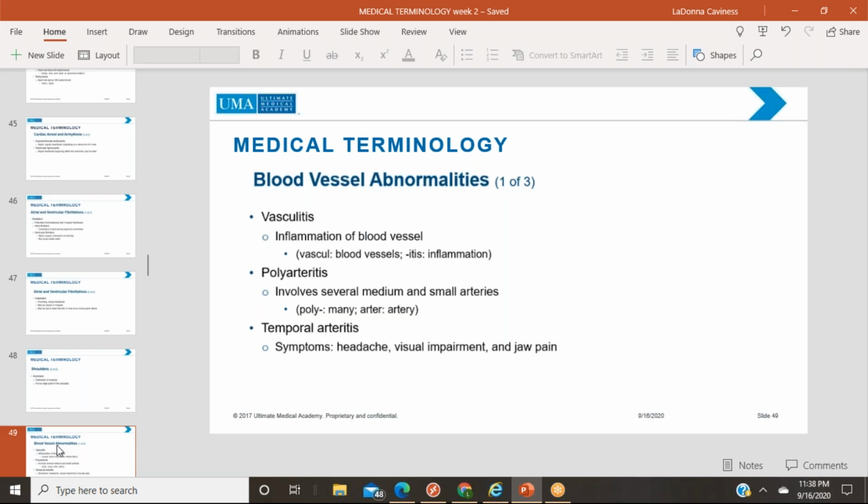Blood vessel abnormalities. Vasculitis is inflammation of the blood vessels. Vascular refers to blood vessels, and itis refers to inflammation. Polyarteritis involves several medium and small arteries. Temporal arteritis. Symptoms are headaches, visual impairment, and jaw pain.